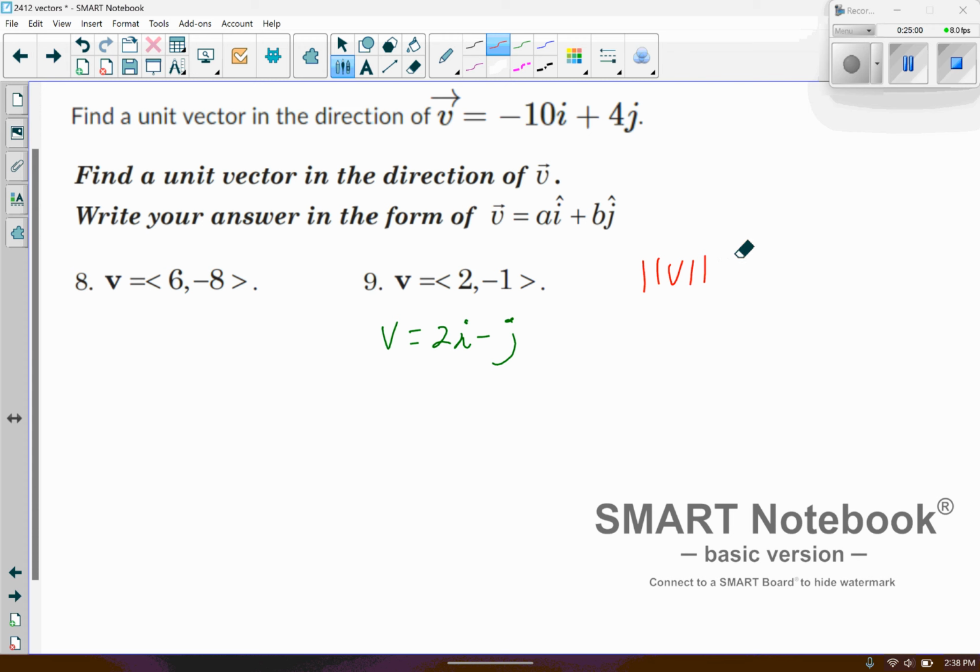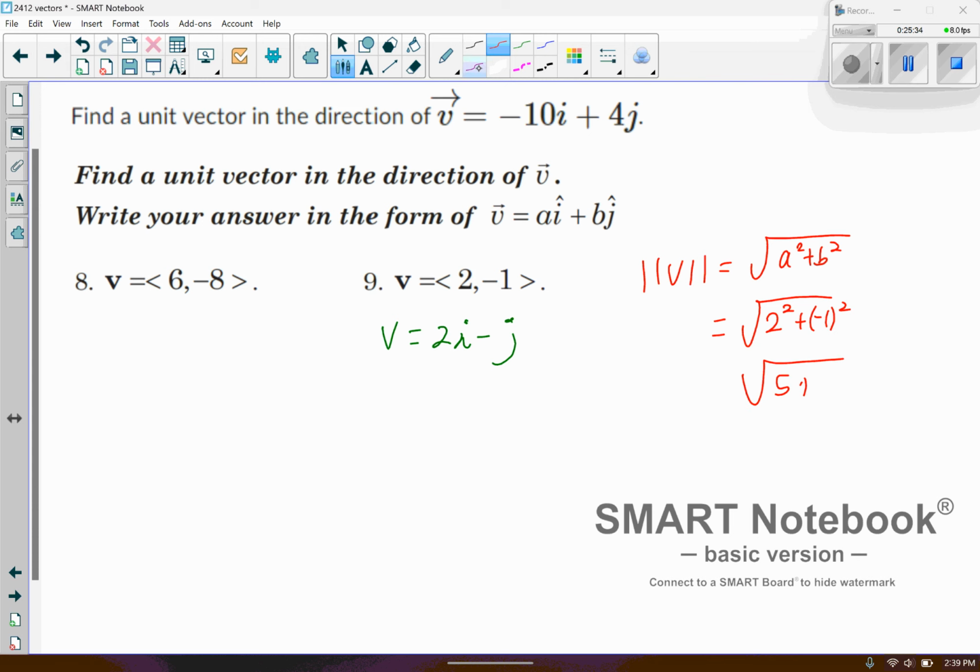The magnitude formula is the square root of a squared plus b squared, and then you take the square root, and that will give you the magnitude of the whole vector. When you divide both parts by the magnitude, it shrinks it down to a unit vector, where the length of the vector is only 1 unit. That's what we're trying to accomplish here. So we're going to have the square root of 2 squared plus negative 1 squared.